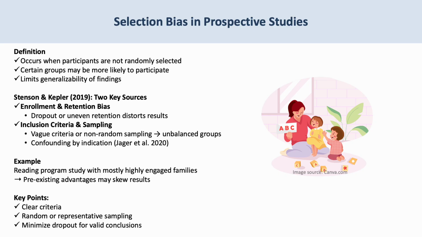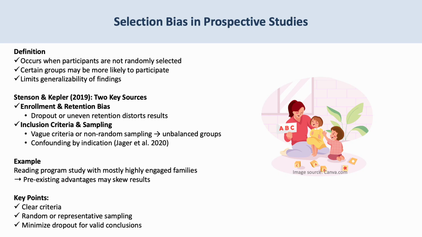So bringing this back to our research question, if we're studying whether a reading program improves literacy and only children who are already struggling are placed in the program, their poorer outcomes later might reflect their original difficulties, not whether the program was effective. So in this case, the indication, so low literacy, confounds the results because it influences both the selection for the program and the literacy outcome.